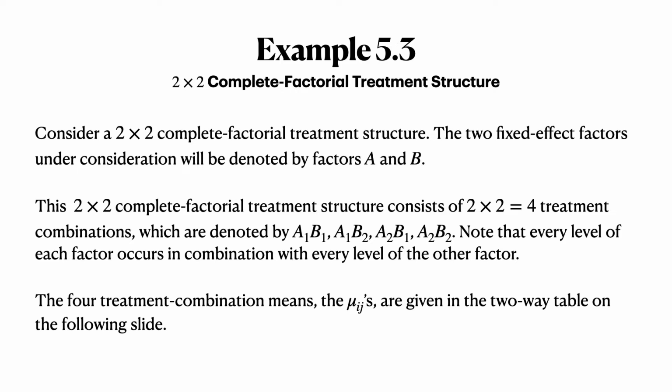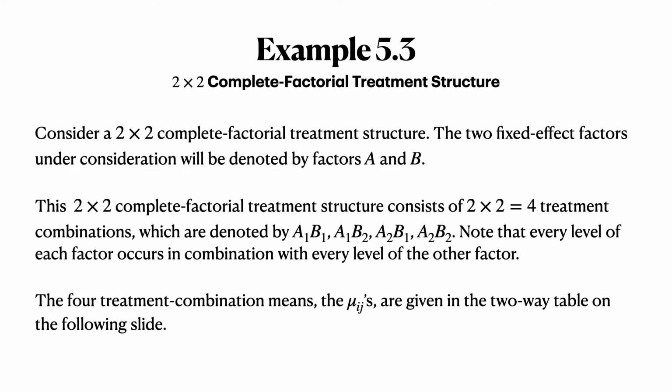Consider a 2 by 2 complete factorial treatment structure. The two fixed effect factors under consideration will be denoted by factors A and B. This 2 by 2 complete factorial treatment structure consists of 2 times 2, or 4, treatment combinations, which are denoted by A1B1, A1B2, A2B1, and A2B2. Now note that every level of each factor occurs in combination with every level of the other factor, and so this is indeed a complete factorial treatment structure.